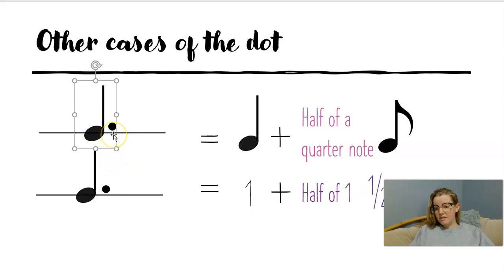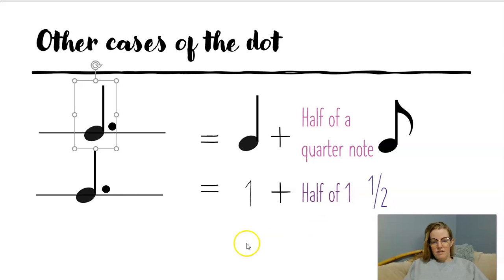If you add a dot to a quarter note, you can think of it as a quarter plus the next smallest duration, which is an eighth note. So a quarter plus an eighth note. And then to get the total number, a quarter note, which is 1 beat, plus half of 1, which is a half. 1 plus a half equals 1 1/2. You'd have 1 1/2 total beats for this one duration here.